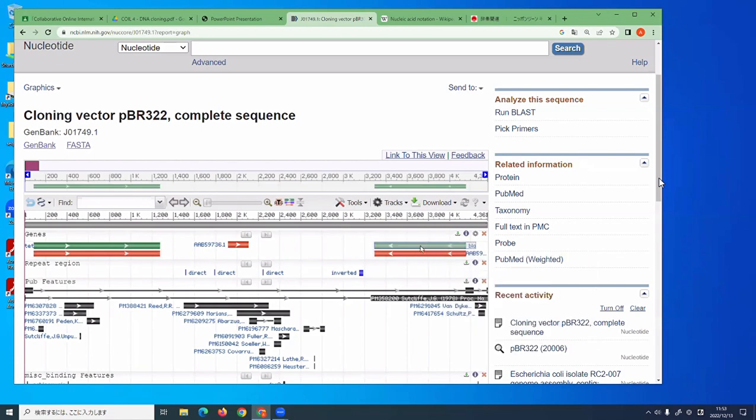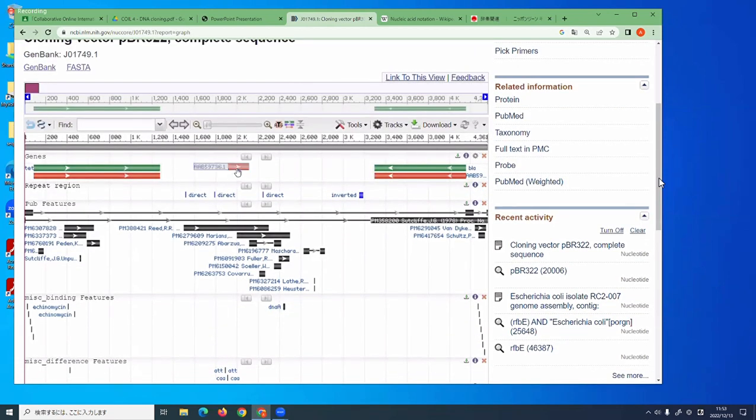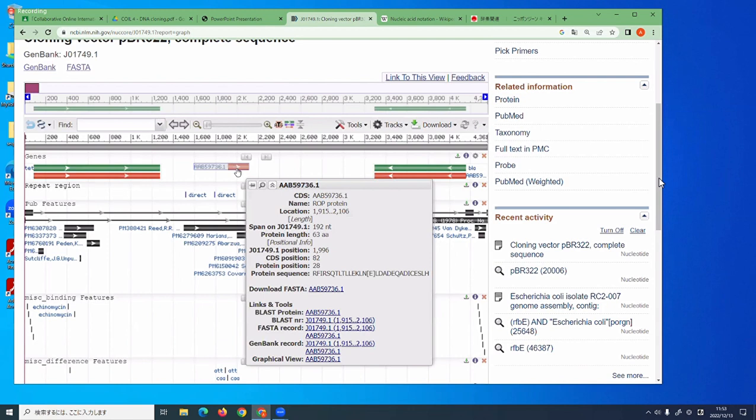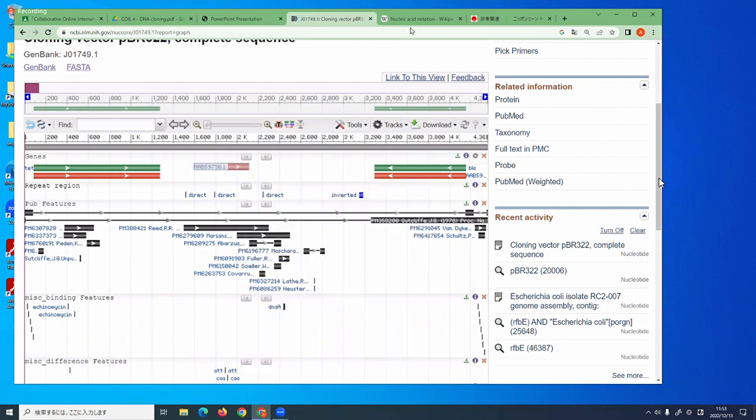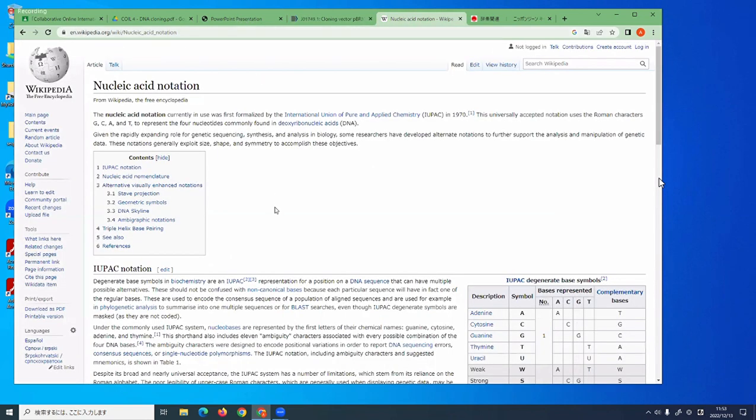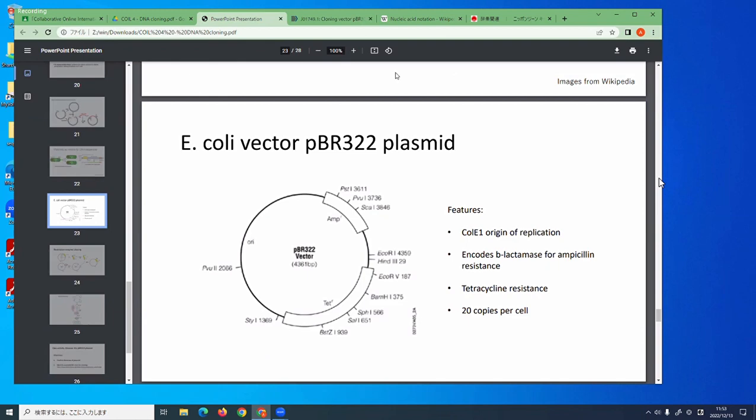Over here, there's another protein, right? There's another ORF, open reading frame. There's a gene. It's the ROP protein. You can identify that, although it's not really important for cloning, so it's not being labeled here. ROP protein.